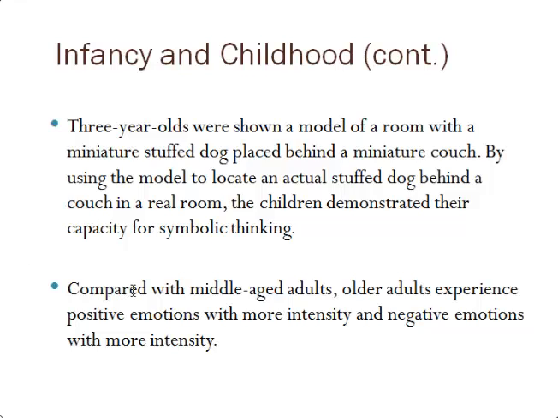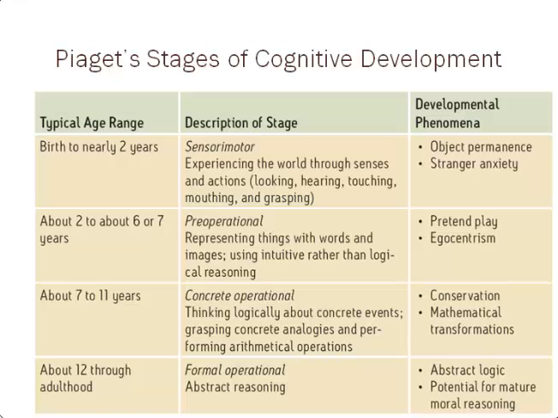Symbolism is used a lot in order to make a person understand something that may not be obvious initially. Another difference between infancy and adulthood is that compared to younger adults, older adults experience positive emotions with more intensity and negative emotions with more intensity. As people age, their emotional maturity develops and they experience emotions with a little bit more intensity.